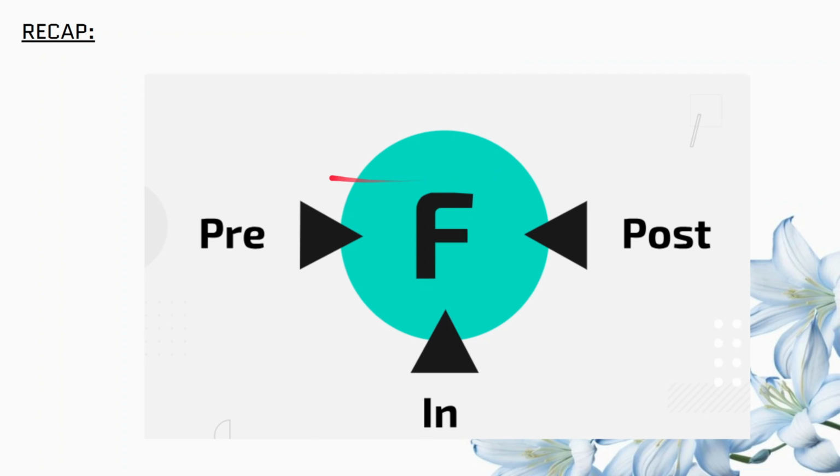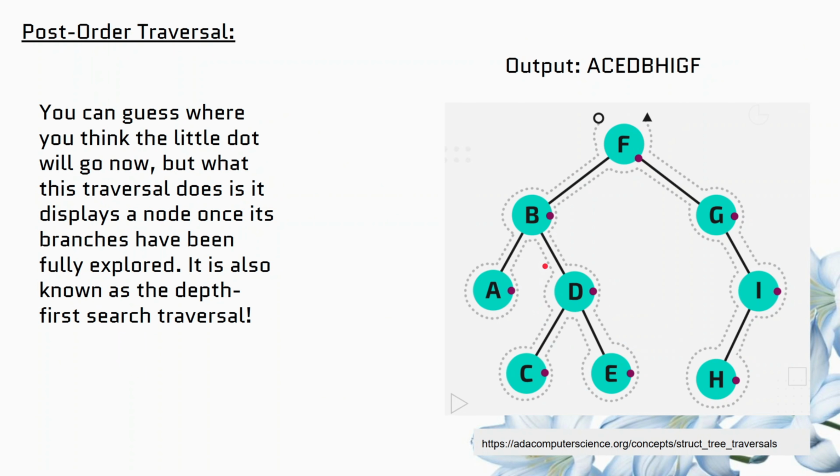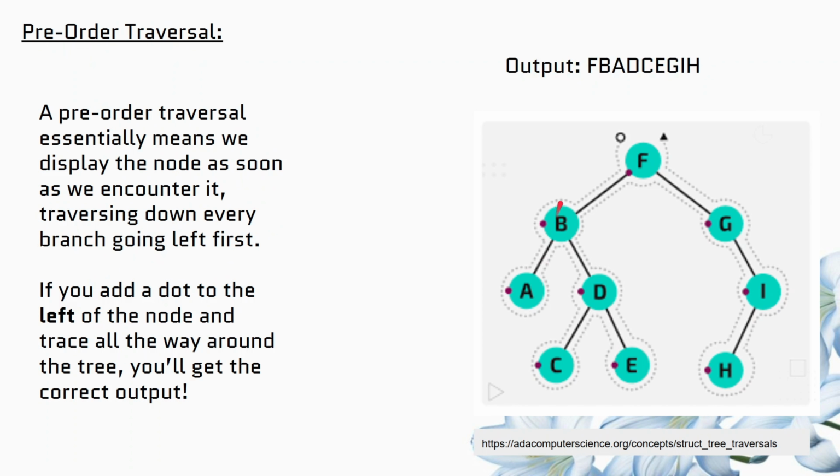Here it is. When you want to do a pre-order traversal, put a little dot to the left of the node. If you want to do an in-order traversal, put it at the bottom, and for a post-order traversal, to the right. Let me show you why we want to do that. That's because we want to trace around the tree, and as soon as we encounter a dot, we display that node, and that will tell us the actual correct output.